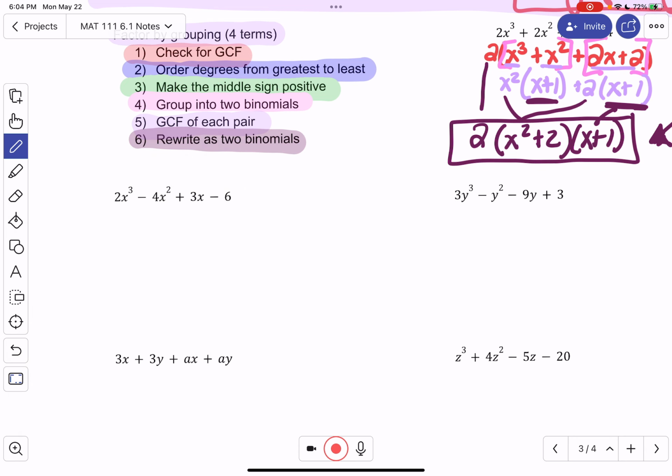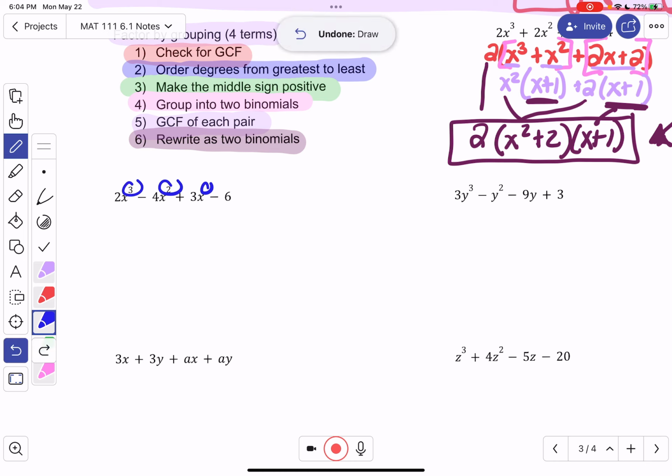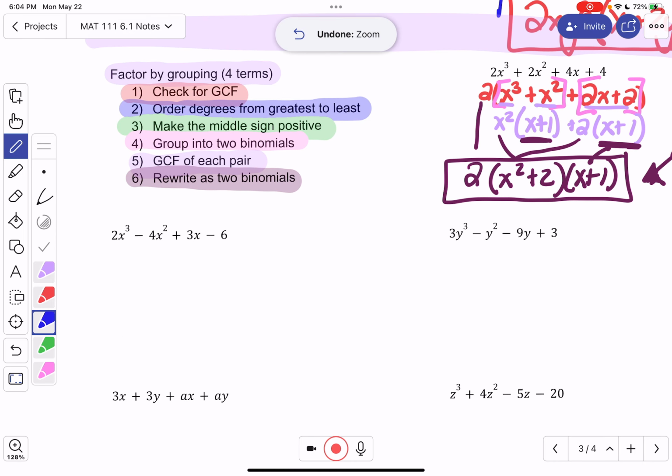All right, check for greatest common factor. 2, 4, 3, 6. There is no greatest common factor, so we're done with step 1. Step 2, degree greatest to least. 3, 2, 1, 0. We're all set there. Middle sign is already positive. So we can go straight to step 4 where we have two binomials.